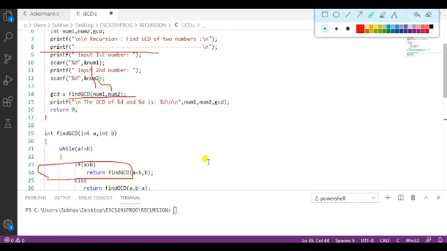After that the GCD will be printed here by this percent d, because it's an integer number, right? So let me execute this code, and you can take any numbers as input.